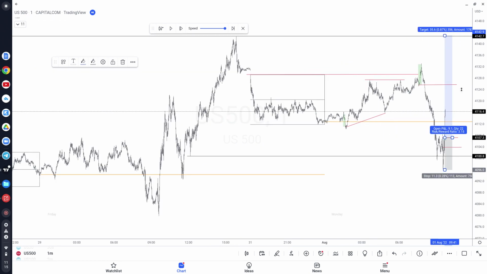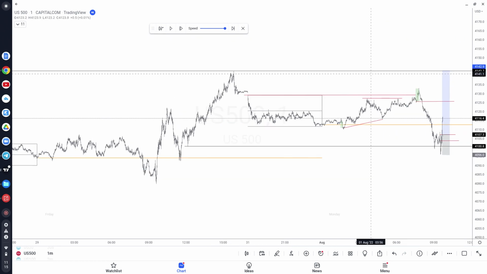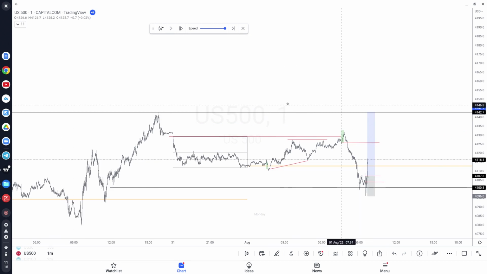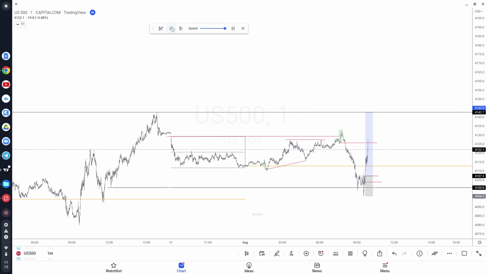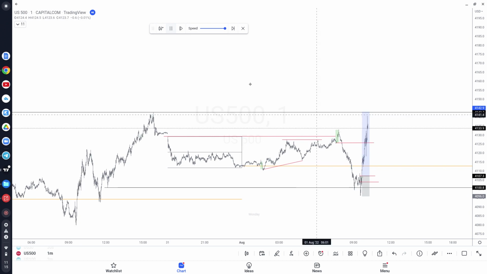And there are other highs above this that I did hold on to. So we have this high taken and then the previous high.